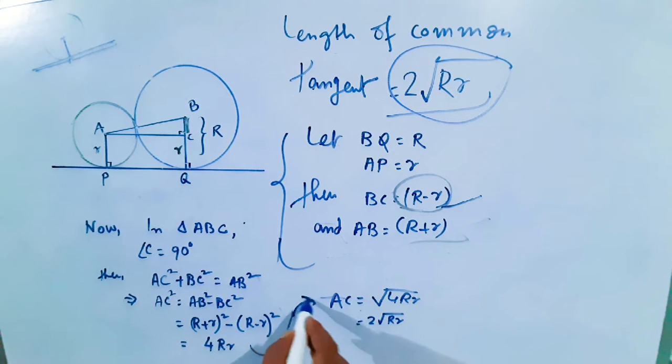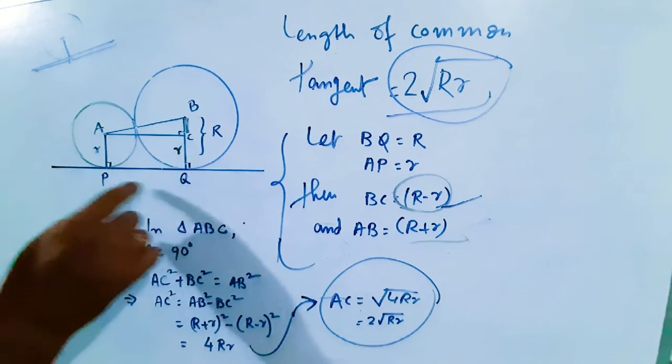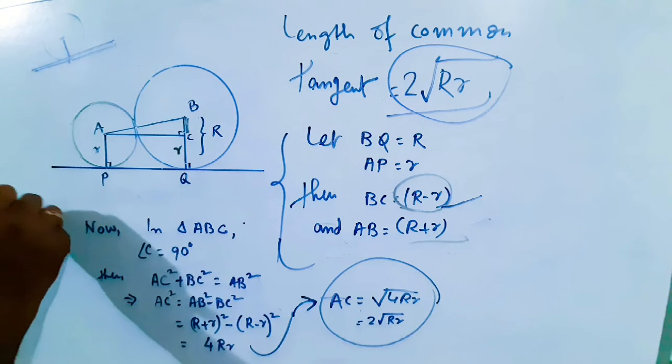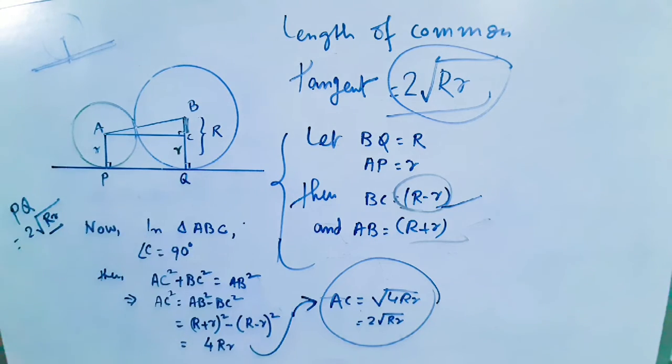So we can find the value of AC. This is under root 4 capital R into small r. Square root of 4 is 2. So this is the value of AC. AC means PQ, since this is a rectangle, so AC equals PQ. So you can say PQ equals 2 under root capital R small r, which we already said. Okay, so this is the rule. We use this in different kinds of problems. Okay, thank you.